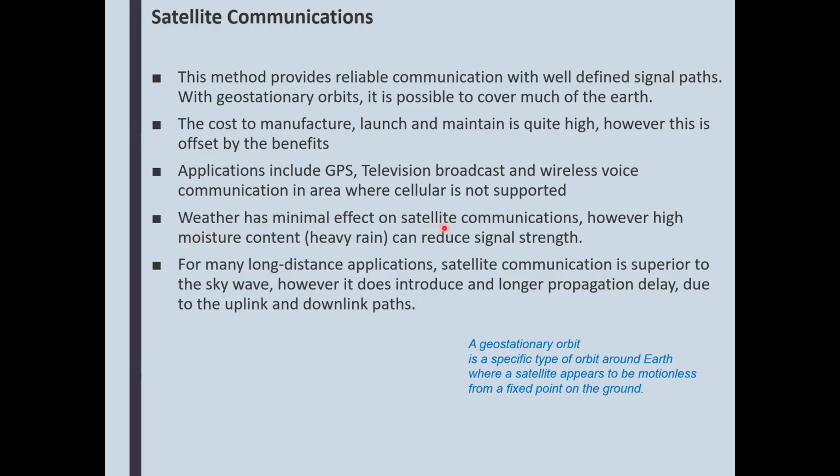Weather has minimal effect on satellite communications. However, high moisture content or heavy rain can reduce the signal strength. So sometimes, yes, you lose a television signal or internet signal, depending on where you are. For many long distance applications, satellite communication is superior to the skywave. However, it does introduce longer propagation delay, due to the uplink and downlink paths.